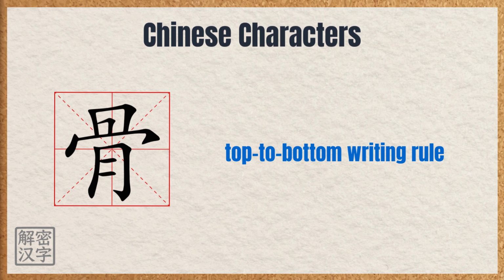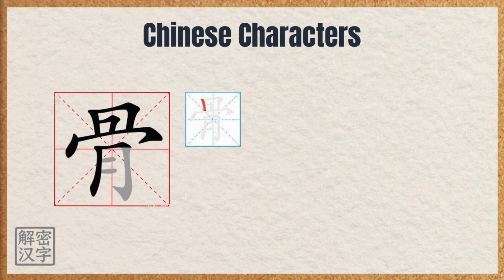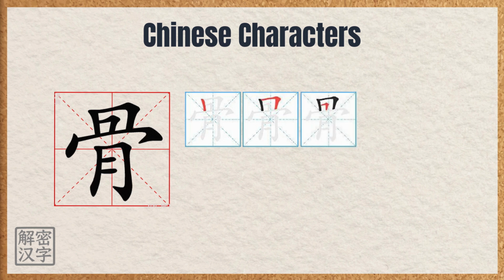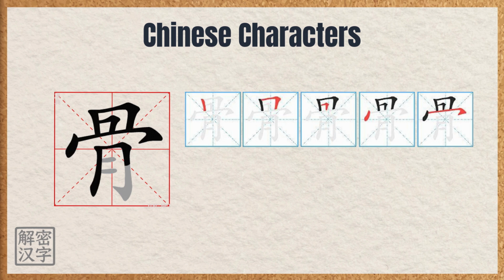Follow the top-to-bottom writing rule. First, at the top of the character grid, write a vertical stroke, then a horizontal turn to form a frame that is open at the bottom. Inside that frame, write a smaller horizontal turn. Next, place a dot around the middle left area of the grid. Then, starting just above that dot, write a long horizontal slant stroke to close the top section. Now, the upper part is finished.